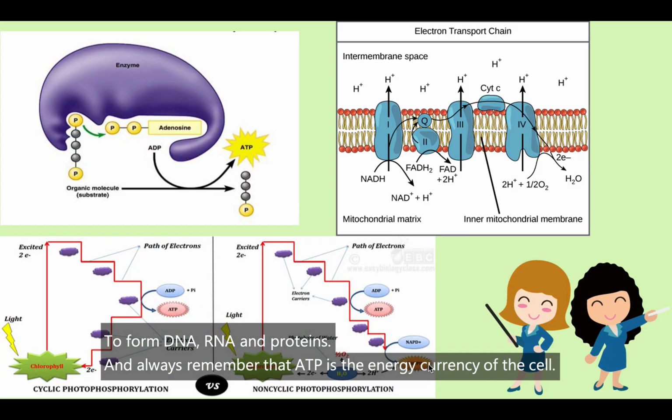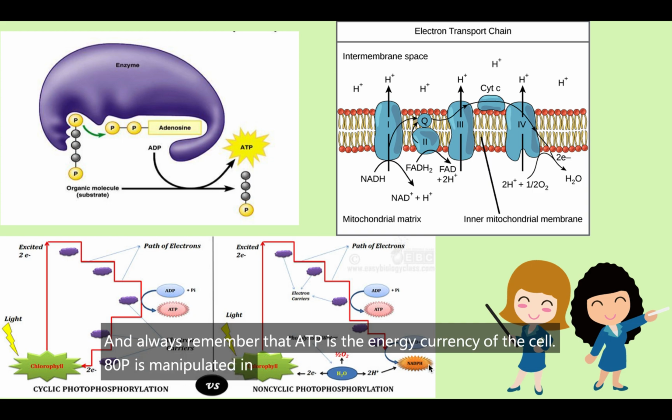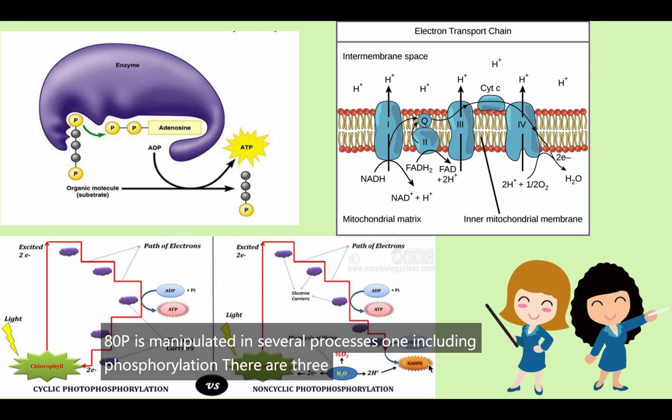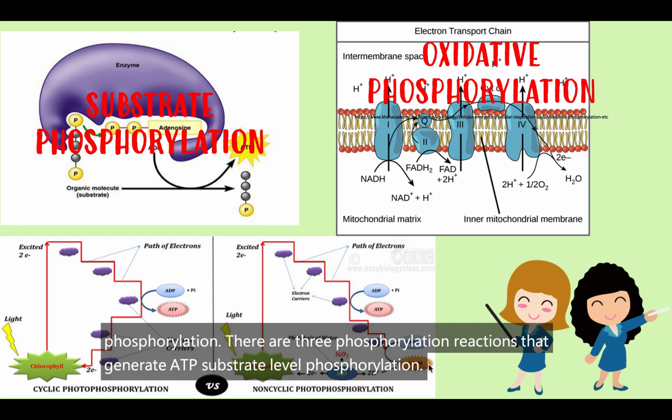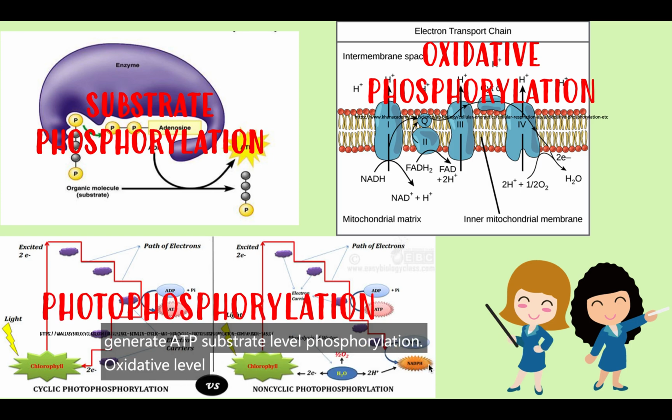ATP is manipulated in several processes, one including phosphorylation. There are 3 phosphorylation reactions that generate ATP: substrate level phosphorylation, oxidative phosphorylation, and photophosphorylation.